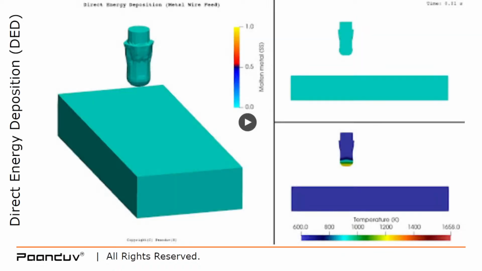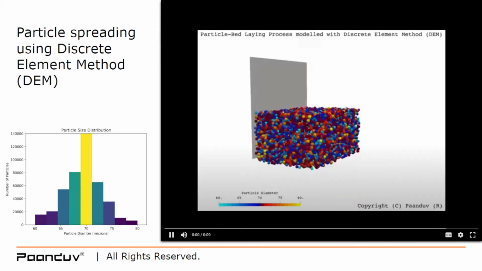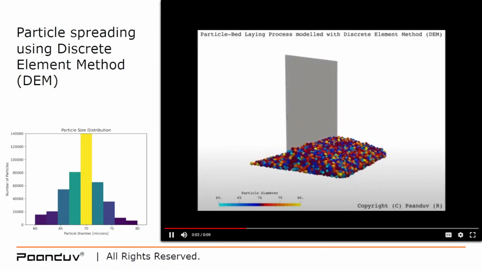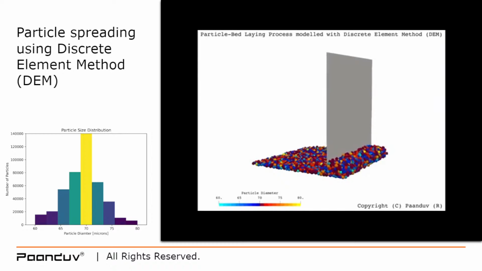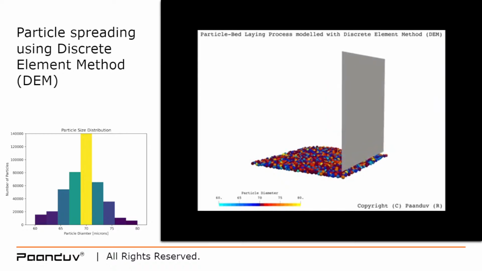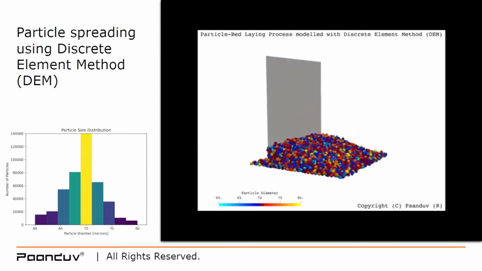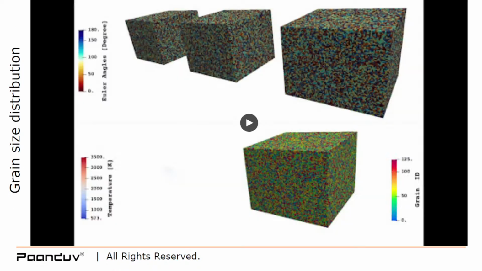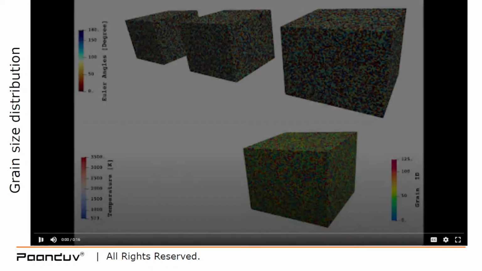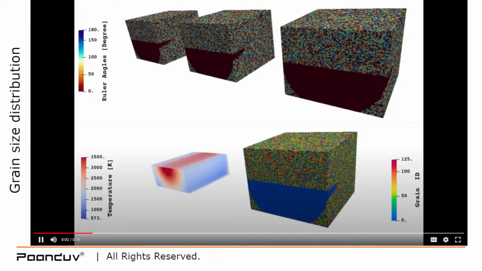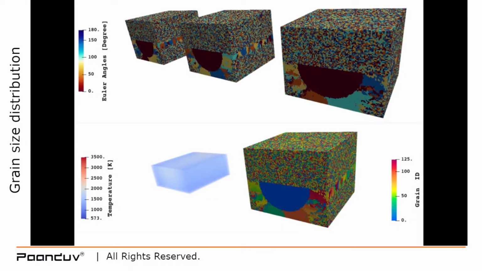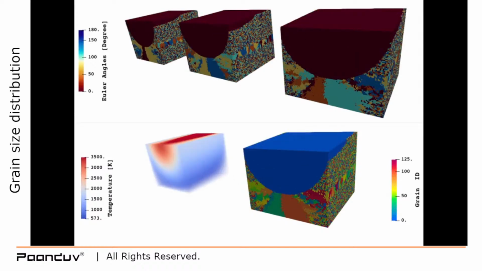So far, we have been in the macro scale regime. Actually, the particle spreading using discrete element method is also in the macro scale regime, at least from the numerical point of view. And now we will switch to smaller scales. Now we are getting into the mesoscale modeling, which is 1/10 or 1/100th of a millimeter. And what we see on the screen is the grain size distribution, orientation, and the growth of the grain boundaries as the laser moves over the substrate.